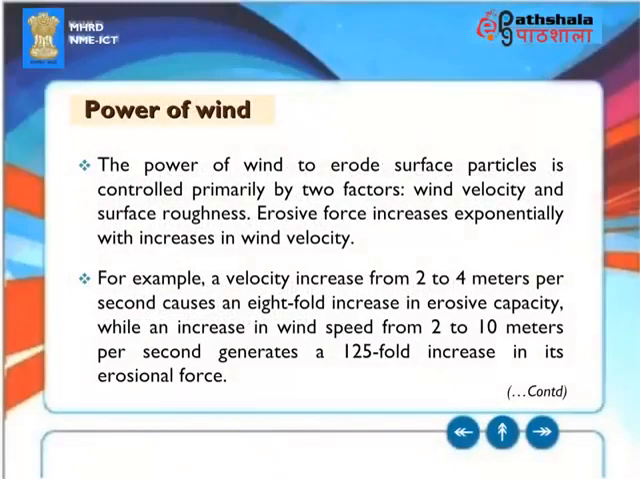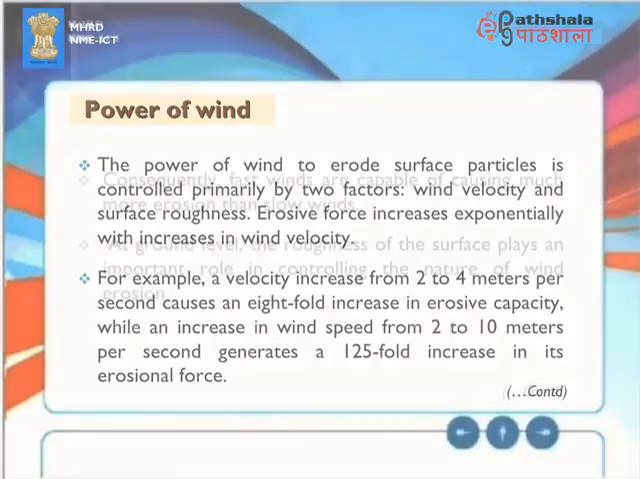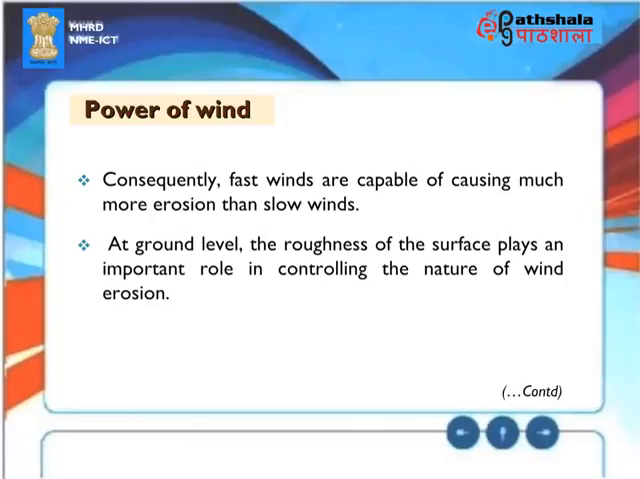Power of wind. The power of wind to erode surface particles is controlled primarily by two factors: wind velocity and surface roughness. Erosive force increases exponentially with increases in wind velocity. For example, a velocity increase from 2 to 4 meters per second causes an 8-fold increase in erosive capacity, while an increase in wind speed from 2 to 10 meters per second generates a 125-fold increase in its erosional force. Consequently, fast winds are capable of causing much more erosion than slow winds.